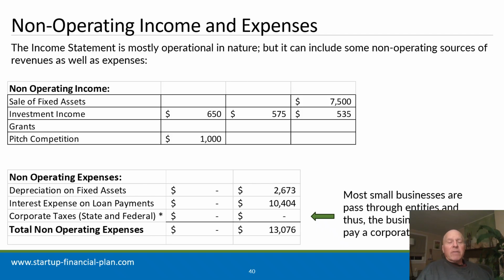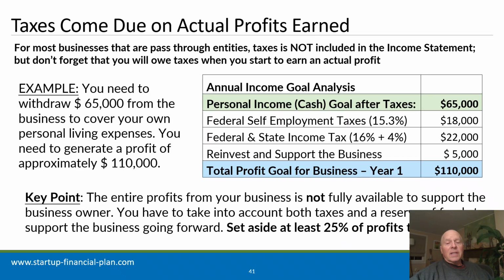So you might have some line items that are non-operational, and the same with the expenses. Depreciation is not really an operating expense per se. The interest you pay on your loans is really non-operating. And if you're a C corporation, you'll pay corporate tax. Most of you are probably limited liability companies. You're pass-through entities, so you won't have corporate tax. We will talk about taxes on the next slide.